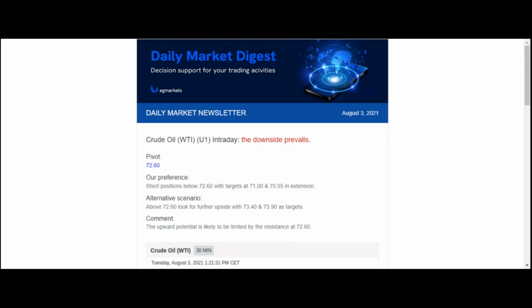So now, bearish or down, we know that the downside prevails. Now the pivot, we can see it is 72.60. From there, once we understand the pivot, it's telling us that that is where current market price is. Around that area, that's where current market price is. That's what it's basically telling us. Yes, gold is consolidating. That's why I didn't pick gold.